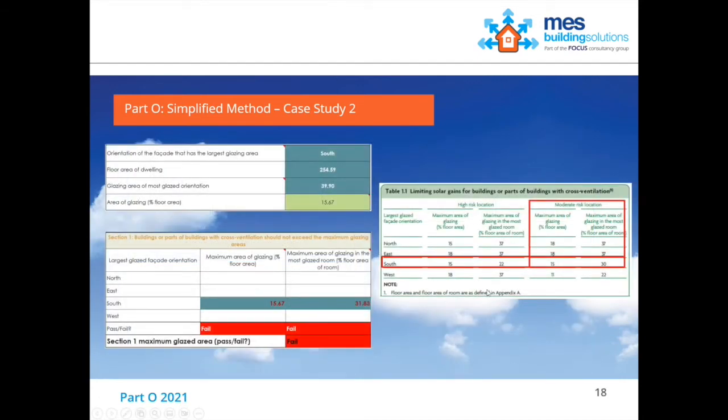But actually, interestingly, if we look at this overall, our largest area of glass faces south. We know this, it's not in central London. So again, it's in a moderate risk location. We're around 15% overall, 30% in the most glazed room, which obviously is that big open plan living kitchen diner. But actually overall, we're only at 15.67. So even though we do have what appears to be a massive area of glass on that rear elevation, we are not that far over the target.